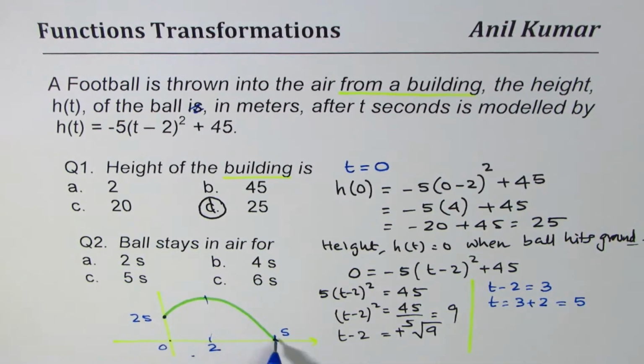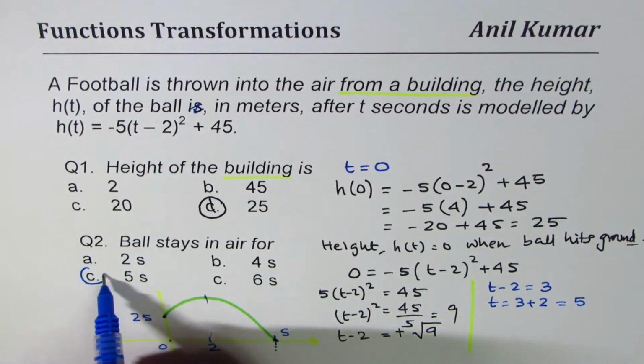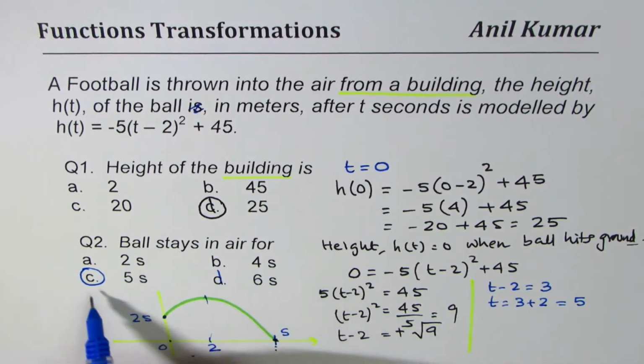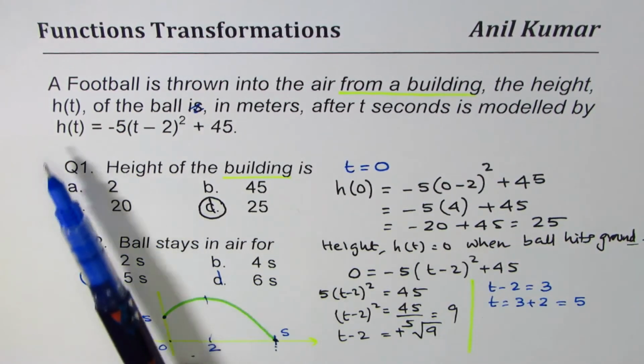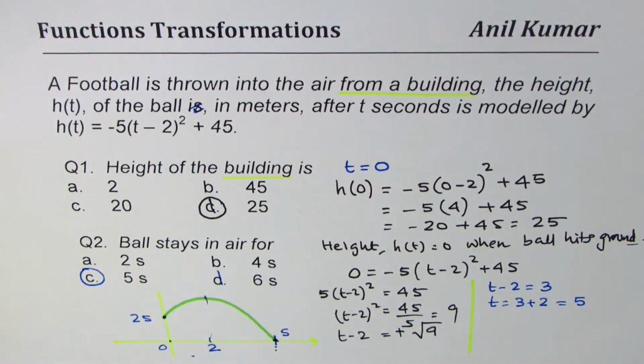How long it stays? It stays from 0 to 5. Do you see? And so it stays for 5 seconds. So the answer is C in this case, right? This is a typing error. So the answer is C. So that is how you can answer such questions. I hope these simple values help you to understand the concept. If we have complicated values, use calculator. However, the method remains same.